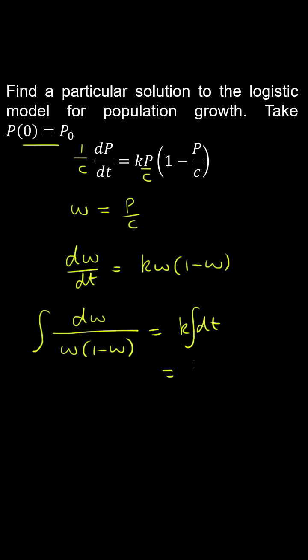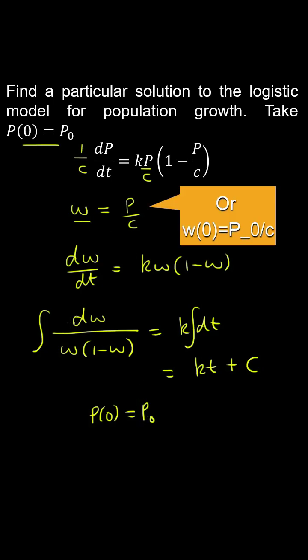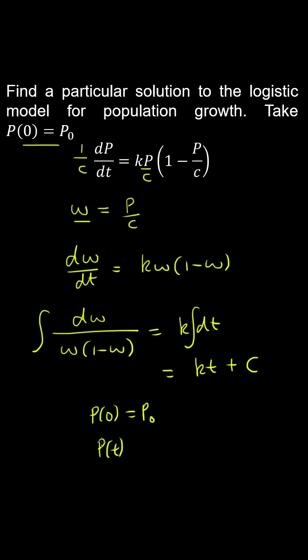So on the right hand side, we're going to get kt plus a constant of integration. And on the left hand side, I'm going to leave it for you to use partial fractions to evaluate this integral, and then apply your initial condition, so the initial population at time 0, and back substitute for the dummy variable W, and post your answer for the solution in the comments.